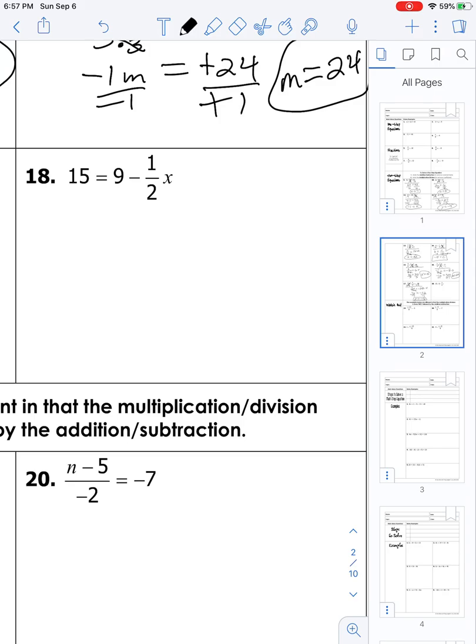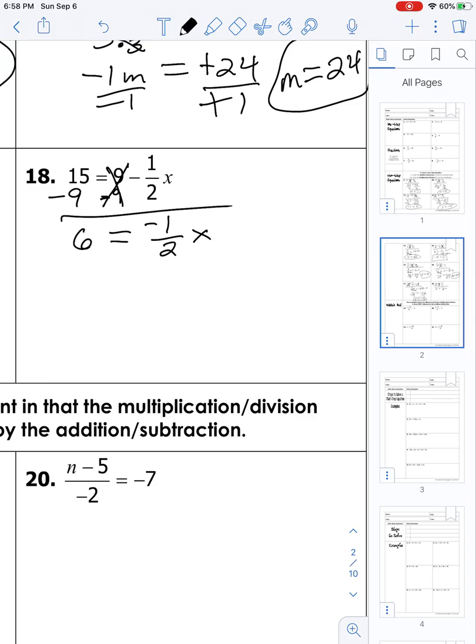Now, if you look at this negative sign right here that I just circled, the negative sign is on the 1/2, not on the 9. So the 9 is actually positive. So in order to move that to the other side and get rid of it, we need to subtract 9 from each side. That would cancel that out. 15 minus 9 is 6. And then again, I apply the negative to the top.